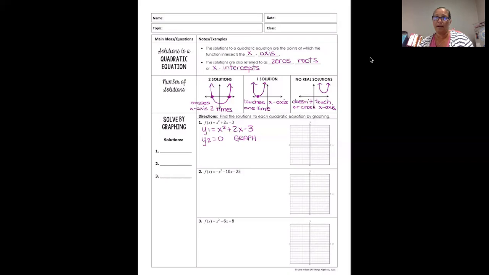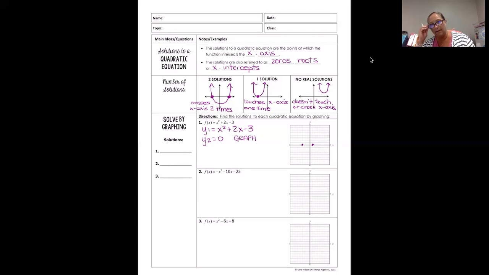So we're going to put that on our paper, but in order to do that, we need to find the solutions. So you're going to hit second trace 5 and hit enter 3 times. And it tells you that your first ordered pair is 1, 0. Then you're going to hit second trace 5 and go to the other root, using the right or left arrow keys, hit enter 3 times. And it tells you that -3, 0 is your other point.